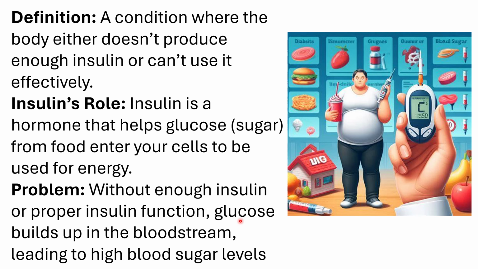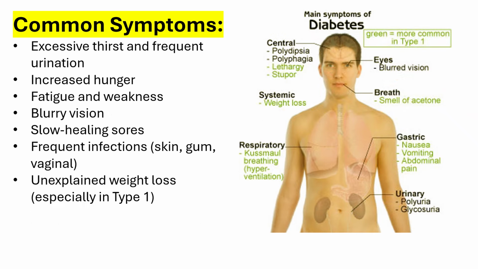The problem is that without enough insulin or proper insulin function, glucose builds up in the bloodstream, leading to high blood sugar levels, right? So what actually happens is that if you do not have enough insulin or you don't have proper insulin function, sometimes glucose can build up in the bloodstream and lead to high blood sugar.